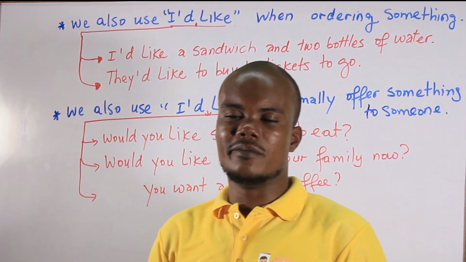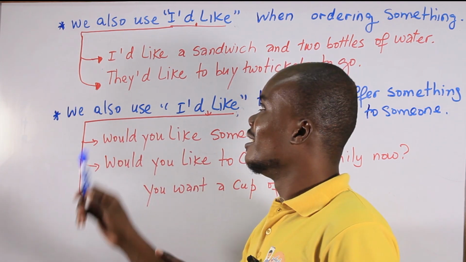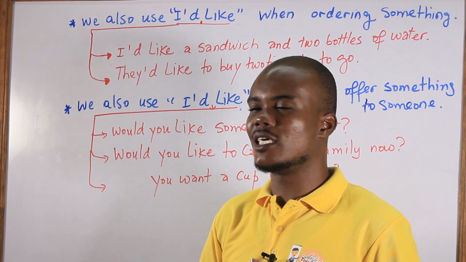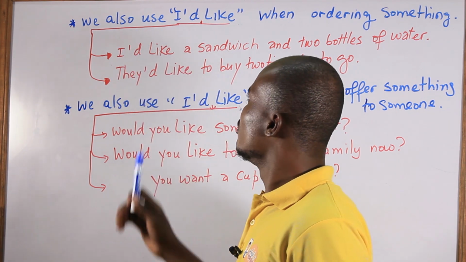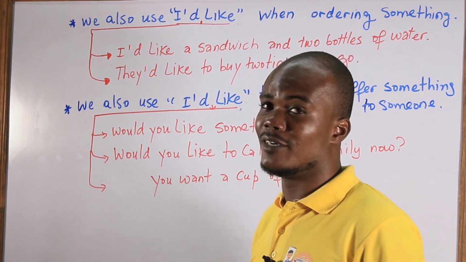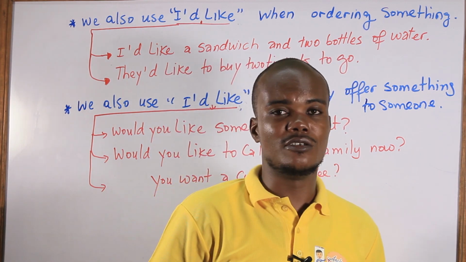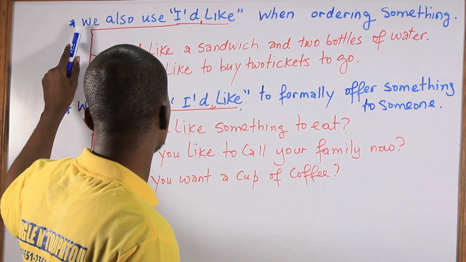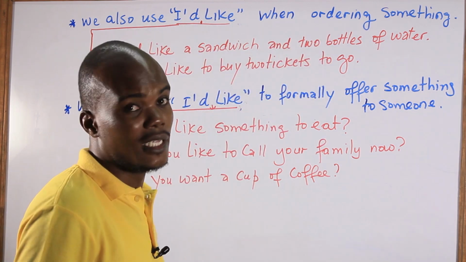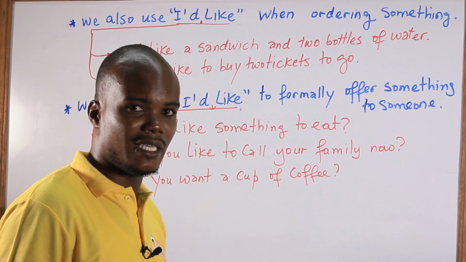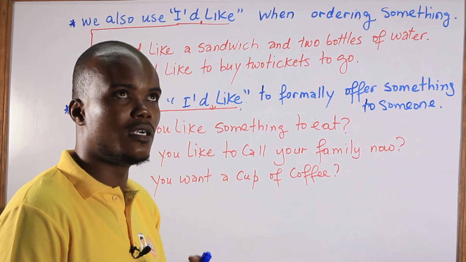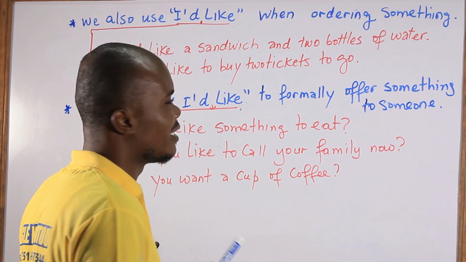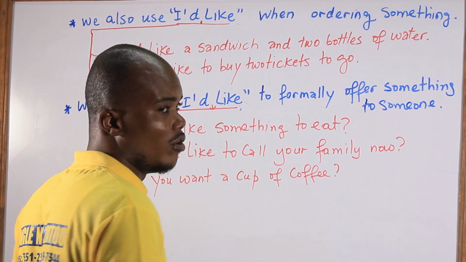So next context about would like. There are two other ways that you can use the expression would like when you are also talking about ordering something. When you want to order something, you can use the expression would like. Okay? When you're ordering something, like in a restaurant or somewhere else, you need something, you can use would like or I'd like.